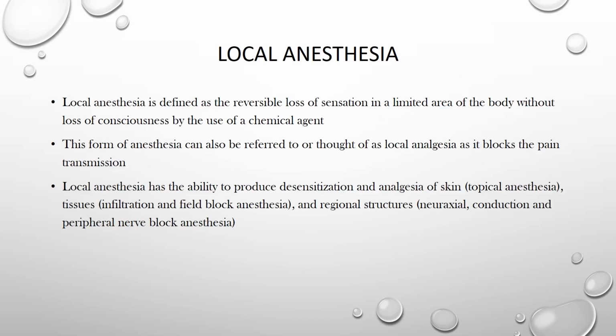Local anesthesia is defined as the reversible loss of sensation in a limited area of the body without loss of consciousness by the use of a chemical agent. This form of anesthesia can also be referred to or thought of as local analgesia, as it blocks the pain transmission. Local anesthesia has the ability to produce desensitization and analgesia of the skin, known as topical anesthesia, tissues, known as infiltration and field block anesthesia, and regional structures, referred to as neuraxial, conduction, and peripheral nerve block anesthesia.